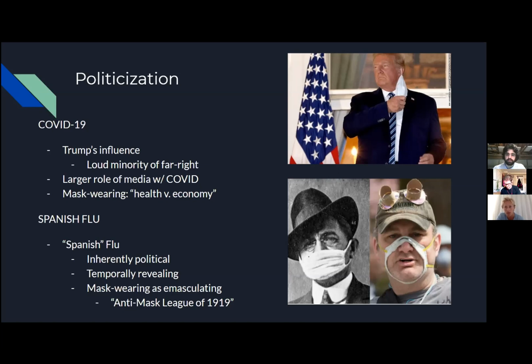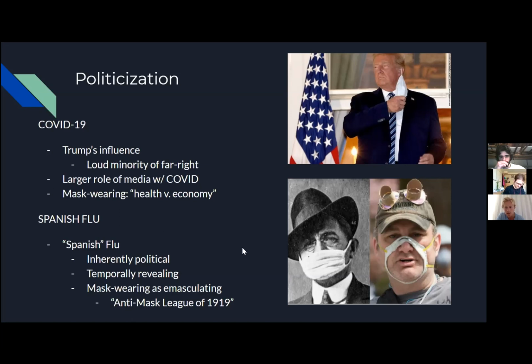World War One was obviously ongoing, and a lot of countries feared that other countries would use this virus as a political weapon, either to harm other countries or just to falsely report statistics. We saw this same fear-based international politics with China and the U.S. towards the beginning of COVID, and then mask wearing again with the Spanish flu was seen as an anti-masculine thing.